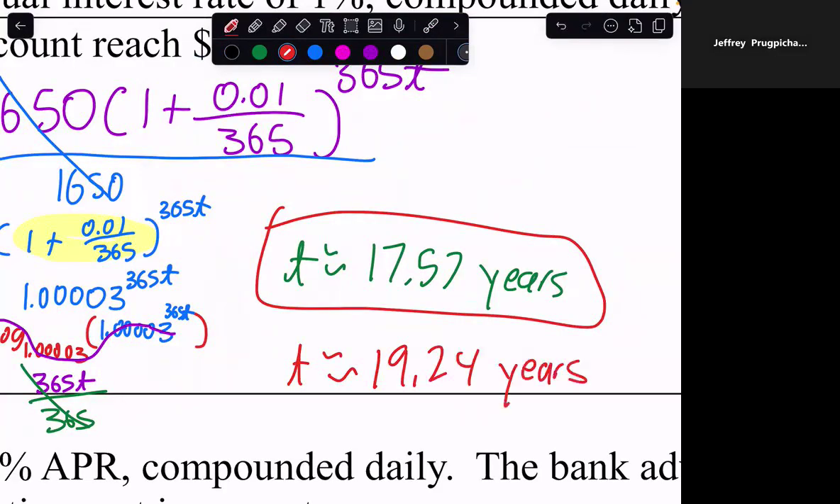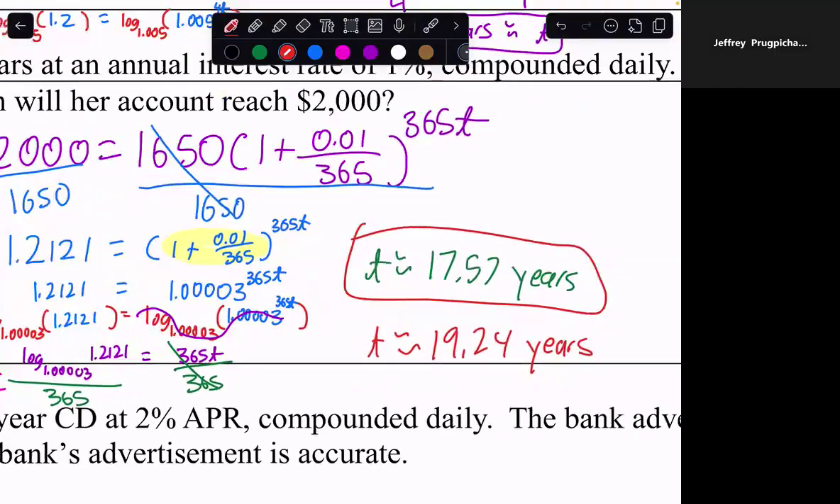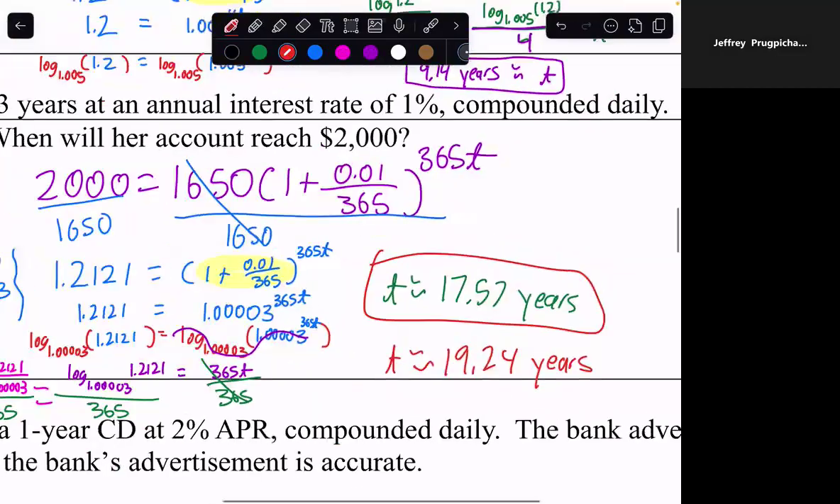That's a huge difference, right? It's over a year and a half difference, and it all has to do with rounding. In general, you don't want to round until the very end of the problem. Here, I rounded at this step and at this step, and those two pieces of rounding made a big difference.